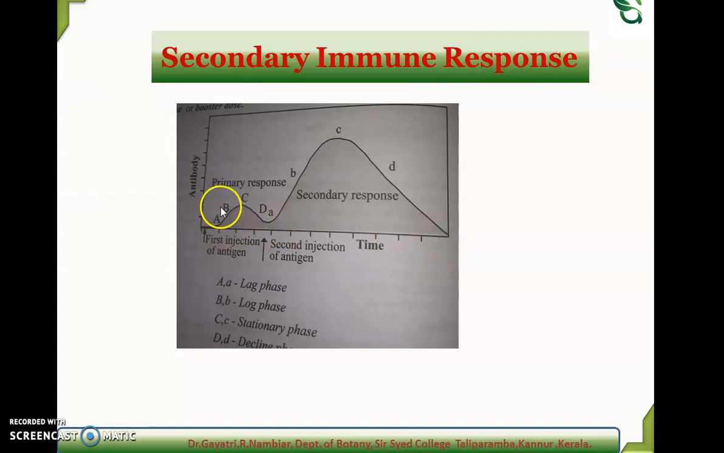Then the first phase, the lag phase. The lag phase is comparatively shorter during the secondary response when compared to the primary response, because here the organism will respond to it very quickly, and there is a very short or negligible lag phase. Now, following this lag phase, there is the log phase. This period is quite longer when compared to the primary response.